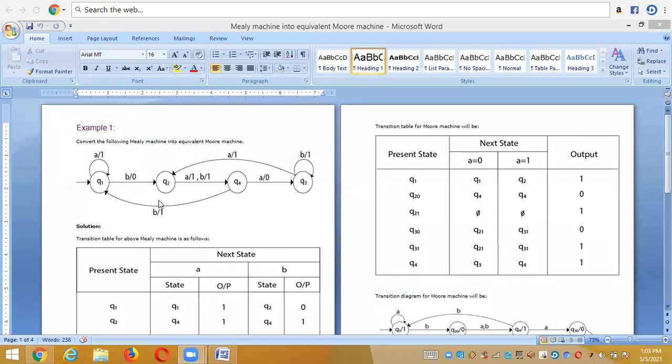Let's see how the conversion takes place from Mealy to Moore, not Moore to Mealy. Moore to Mealy is completed. It is Mealy machine to Moore machine. In a Mealy machine, we represent the output symbols with the inputs. If we write the output symbols with the states, then it is a Moore machine. Just clear it out, right?